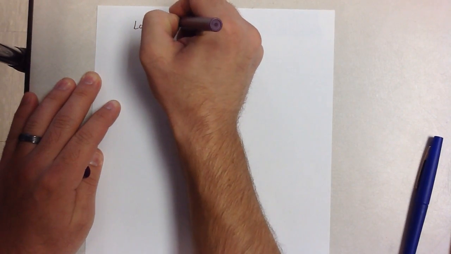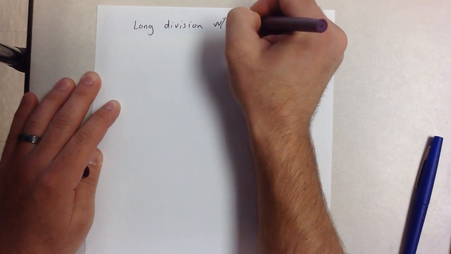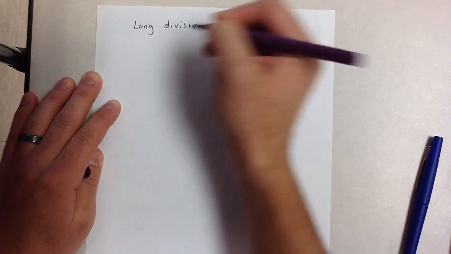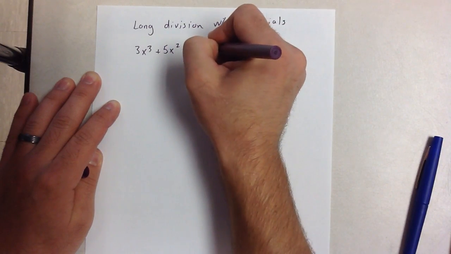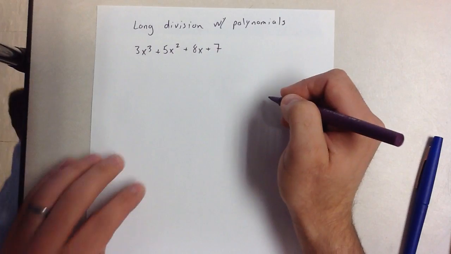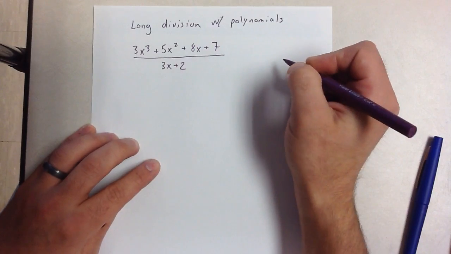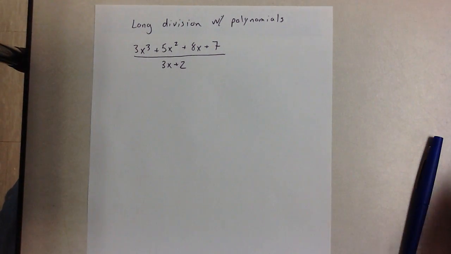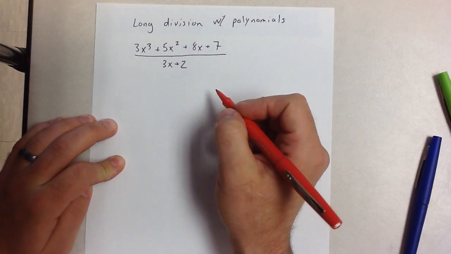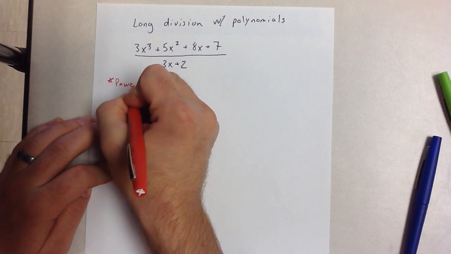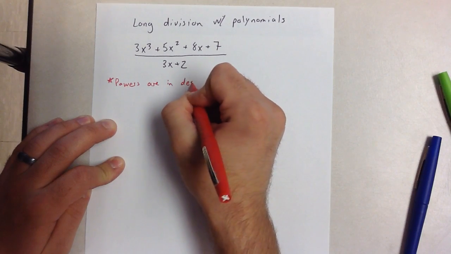Let's say we have the function 3x cubed plus 5x squared plus 8x plus 7. Okay, first of all we have to know what we are dividing by. Let's divide by 3x plus 2. Okay, very first thing that we have to recognize and have to think about. Before we start dividing, the powers have to be in descending order.